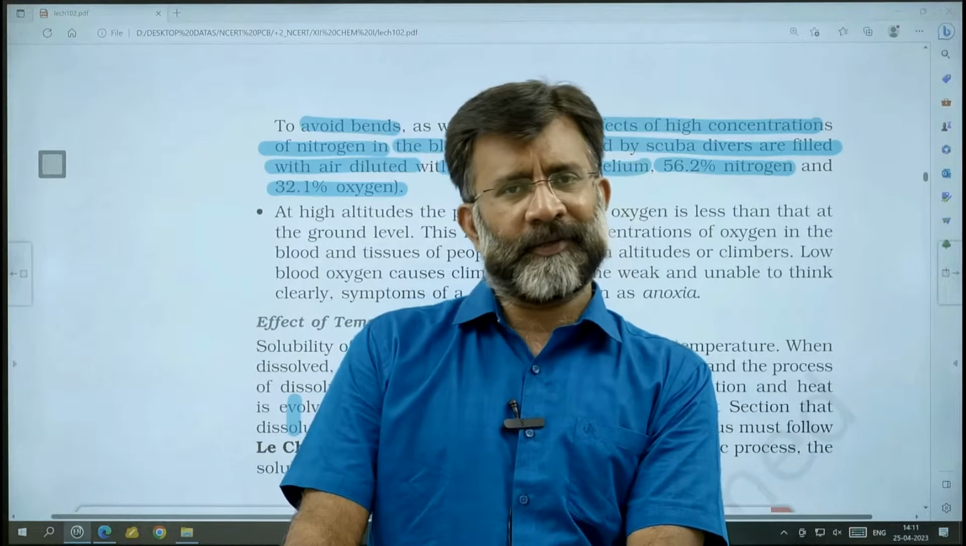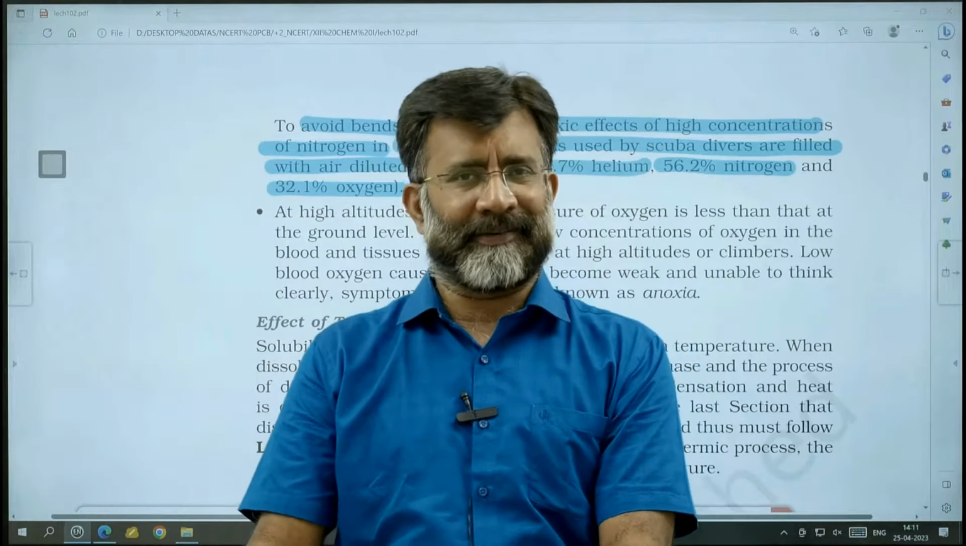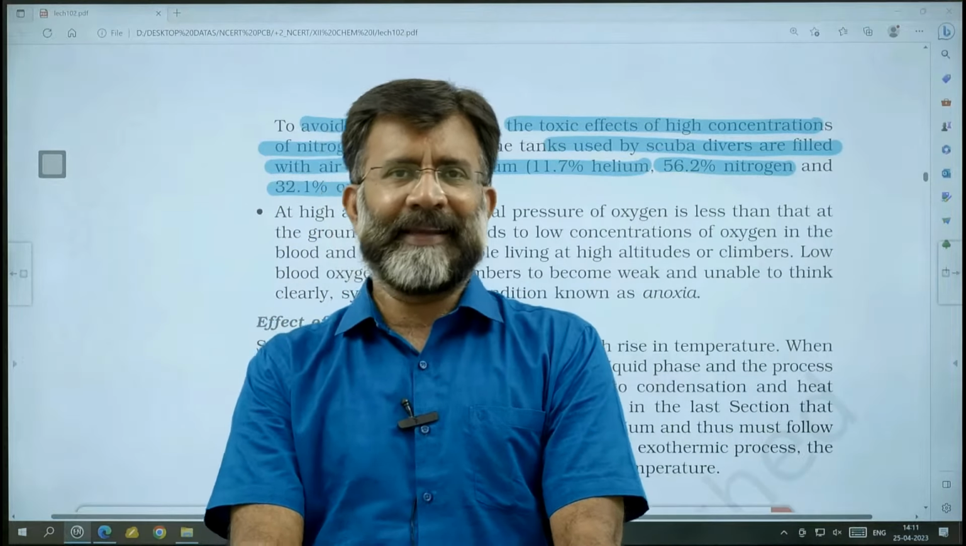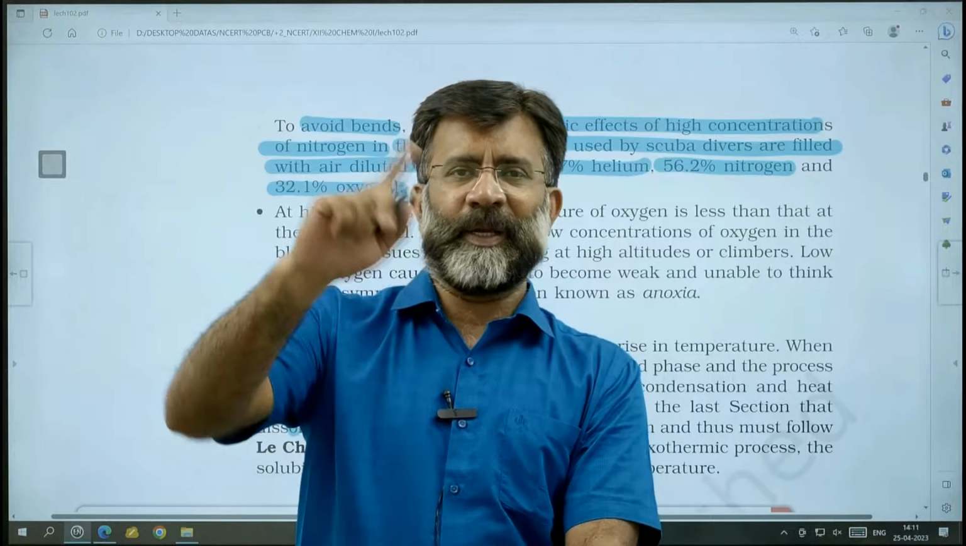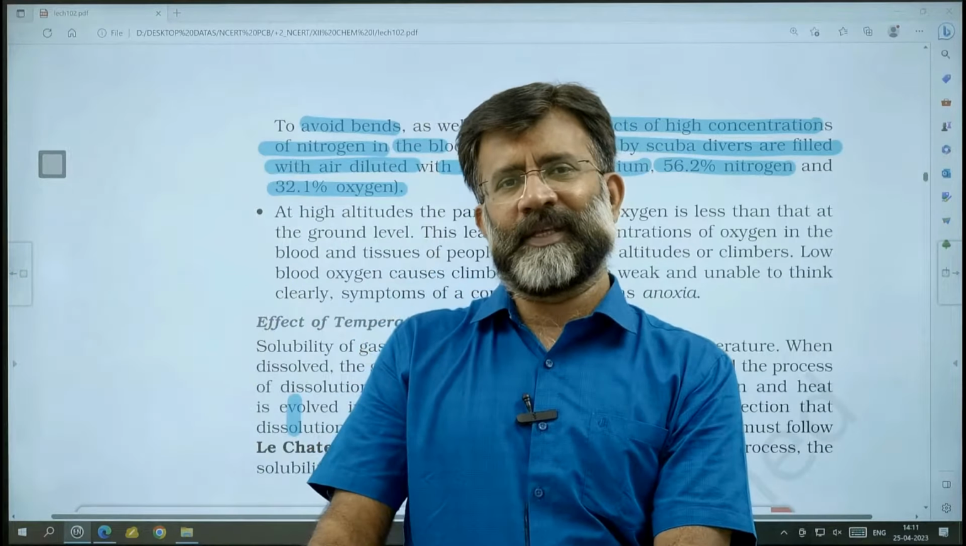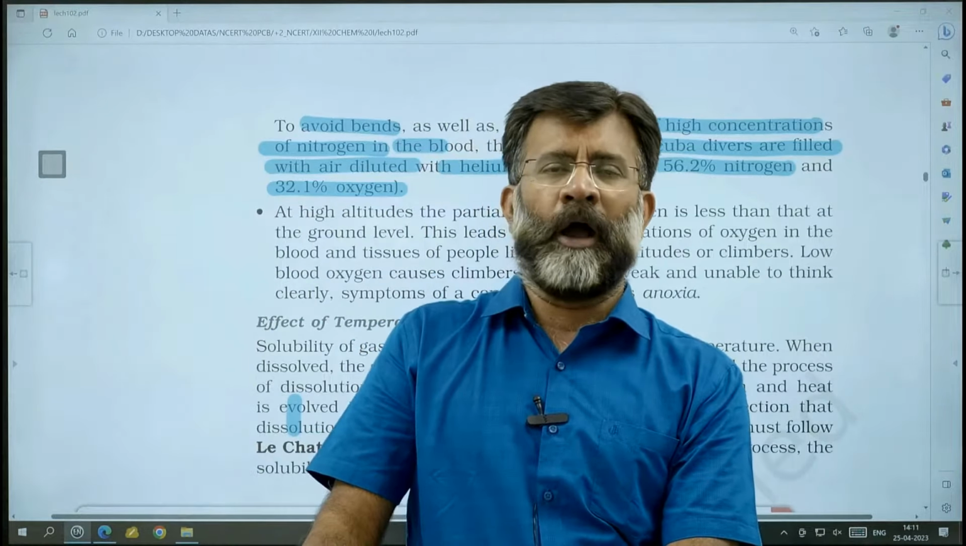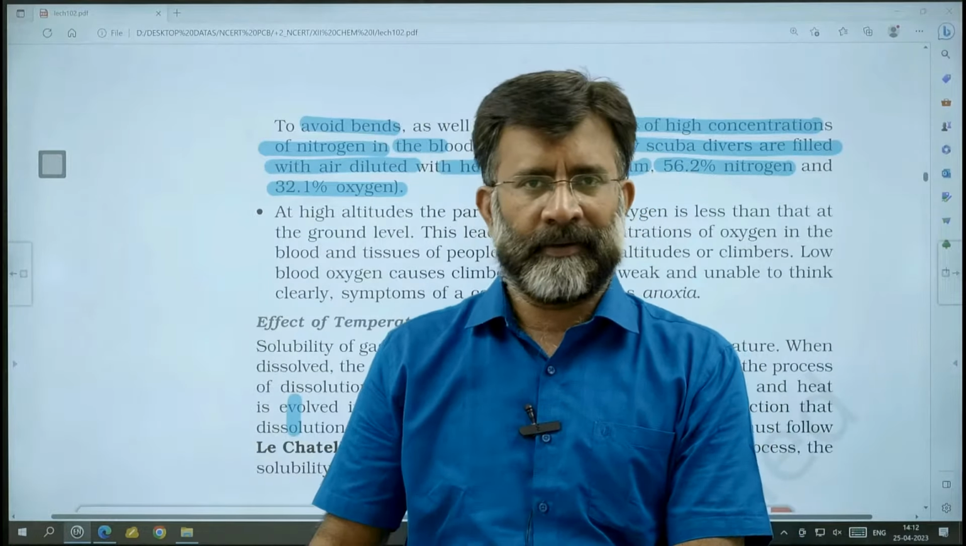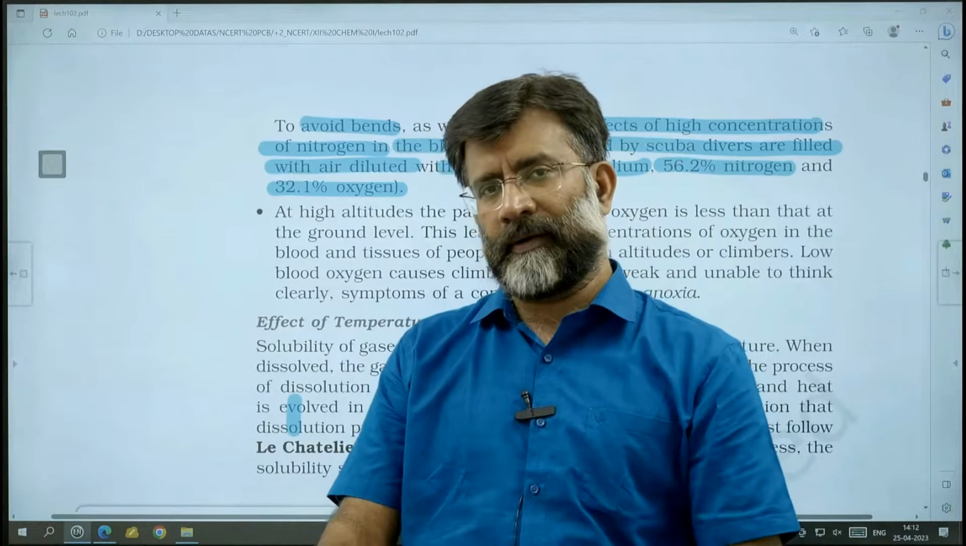Nitrogen is inert, helium is also inert, but the solubility of helium is very low. Unlike nitrogen, the solubility of helium is very low. So diluting with helium will be helpful to avoid the excess dissolution of nitrogen in the blood. So it's an application of Henry's law.